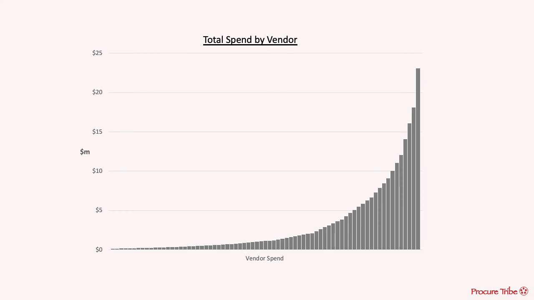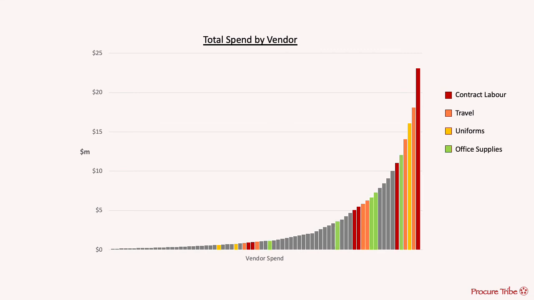Now that we have spend by vendor, let's assign the suppliers to categories of spend. These vendors provide contract labor. These vendors organize travel. These vendors provide uniforms such as shirts, pants, gloves, helmets, etc. We also have some office supply vendors for stationery like printing paper, pens, and pencils. We have one vendor who provides stone. Finally, we have a few vendors who supply catering.